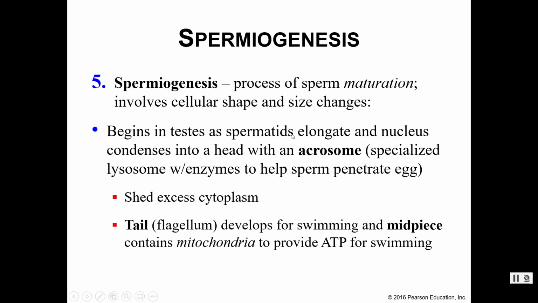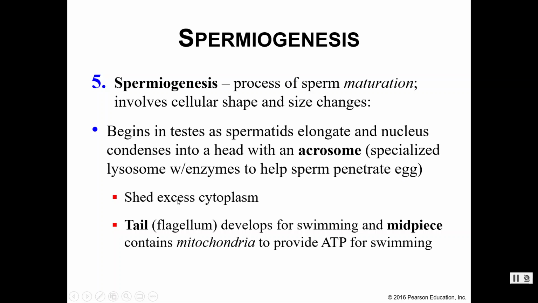As the spermatids elongate, the nucleus is going to condense, and it's basically going to form a head, the little pointy end, with an acrosome at the top. Kind of looks like a little hat. Within that acrosome, you have specialized lysosomes and enzymes that help dissolve the surrounding layer of the egg, so we can penetrate the egg to do fertilization.